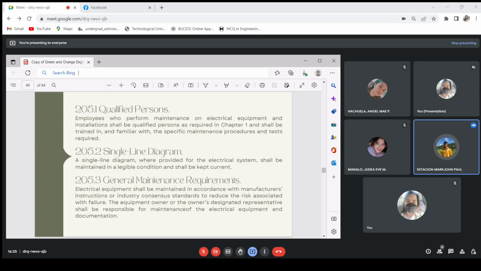Article 205.1, Qualified persons. Employees who perform maintenance on electrical equipment and installations shall be qualified persons as required in Chapter 1 and shall be trained in and familiar with the specific maintenance procedures and tests required. So dito, yung mga empleyado na humahawak sa mga de-kuryenteng kagamitan na katulad ng mga installation, dapat is kwalipikado yung tao at sanay at familiar sa mga pamamaraan.